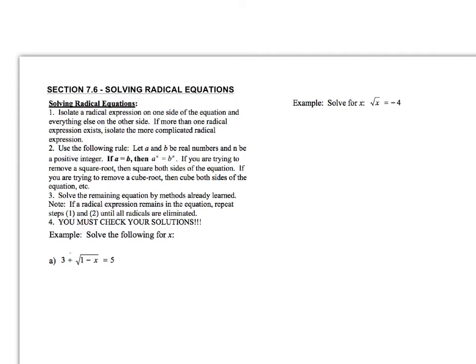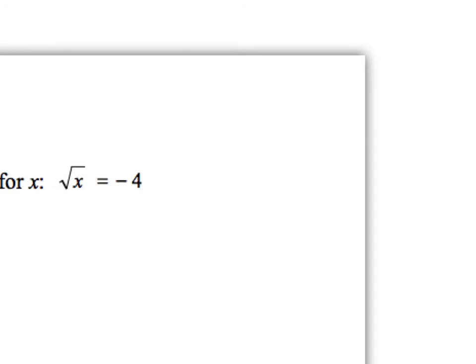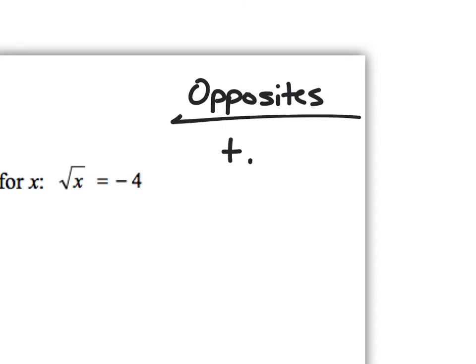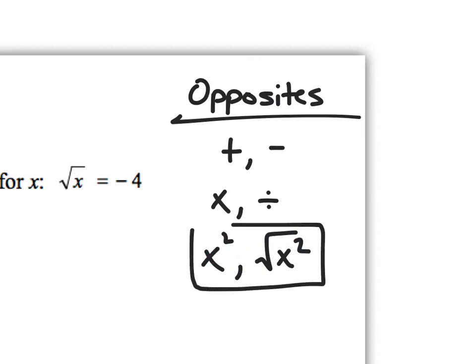So the first thing I want to talk about when we talk about solving equations are opposite operations, or inverse operations. If I think about the opposite of addition, I think of subtraction. So if I want to undo addition, I subtract. Same thing with multiplication: the opposite of multiplication is division. And if I take something squared, the opposite of that is taking the square root of that. So these are opposites, and we're going to use this concept to help us solve radical equations.